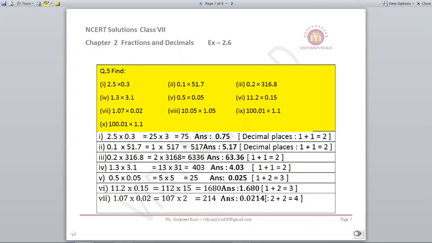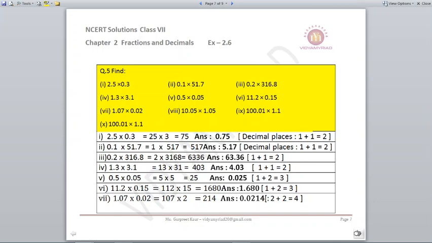1.3 multiplied by 3.1. Now what should I do here? 13 multiplied by 31. Well, it is 403. From where should I count? 3 and 0 and then put a decimal. 0.5 multiplied by 0.05. So 5 into 5 is 25. But here if you see, in 0.5 there is 1 decimal place, in 0.05 there are 2 decimal places. Total is 3 places. But I have only 2 digits and I have to move towards my left. So 5, 2, put 0 and then put the decimal.